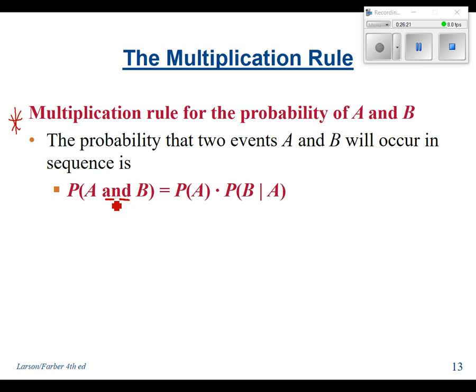And this looks confusing. Don't make this more confusing than it is. This is the probability of A. This is just the probability of B, but you have to take into consideration that event A has already happened. So whatever that event A was, it's already occurred.